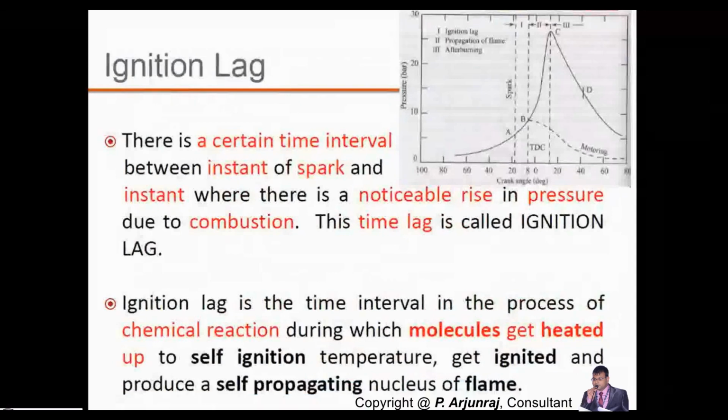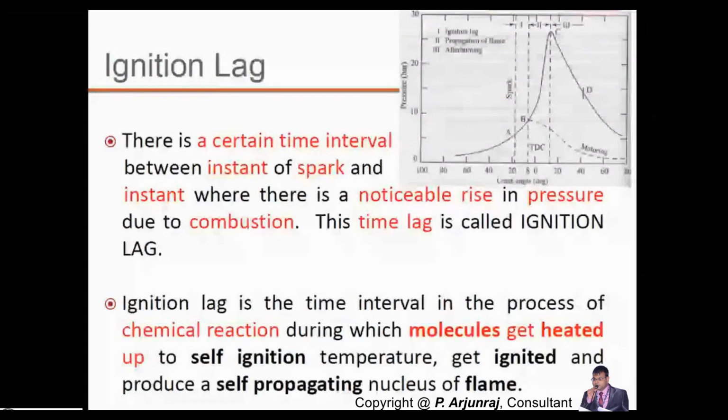Again, this ignition lag is the time interval in the process of chemical reaction during which the molecules get heated. The molecules here are the air and fuel. Air is a molecule, fuel is also a molecule. It gets heated up to the self-ignition temperature, which means it gets ignited and produces the self-propagating nucleus of flame. So you're going to get a flame out of it. It's all about the triangle. There will be a lot of theories, but you need to understand only the important ones. They will tell it in different ways: in chemical formulas, in molecules, and also in atoms. But all of this is about the triangle.